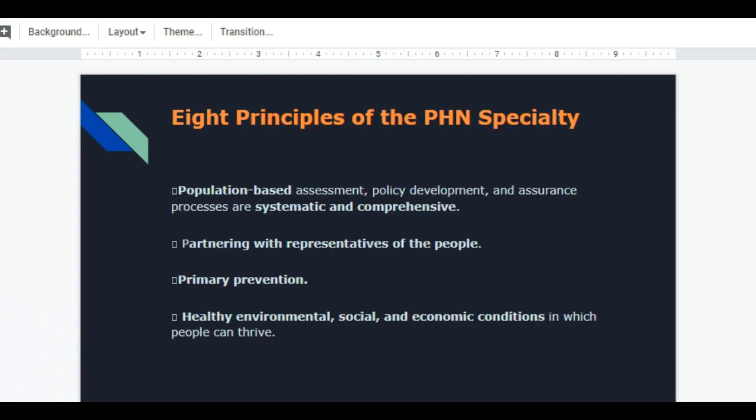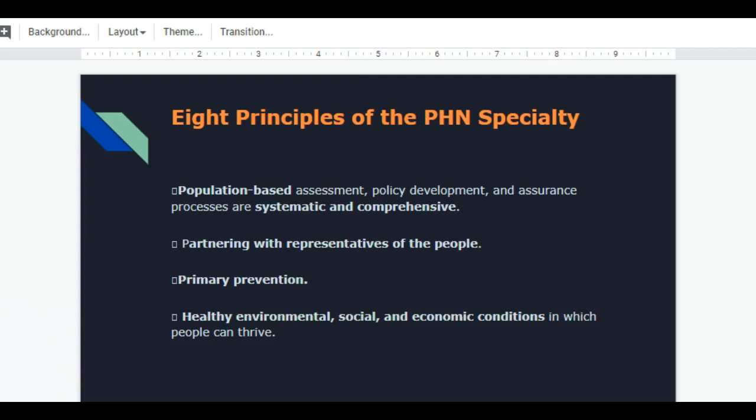So let's shift our thinking to the specific principles of the public health nursing specialty. The public health nursing specialty is population-based. Population-based assessment, policy development, and assurance processes are systematic and comprehensive. That means they're all-encompassing. All processes include partnering with representatives of the people.